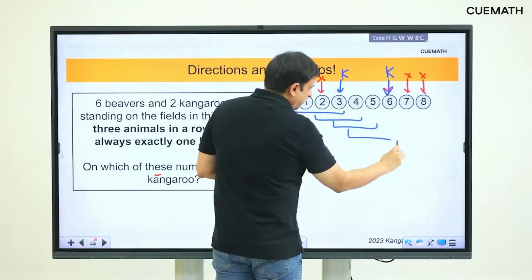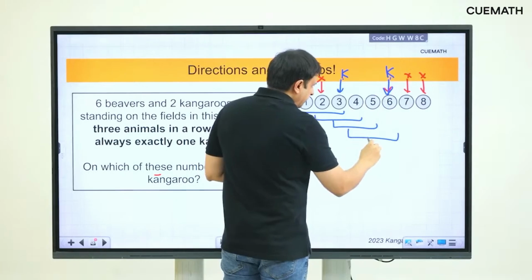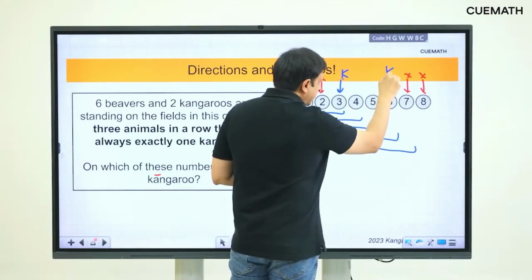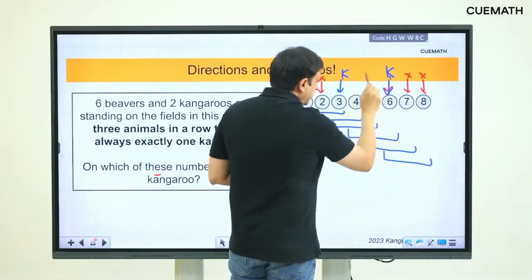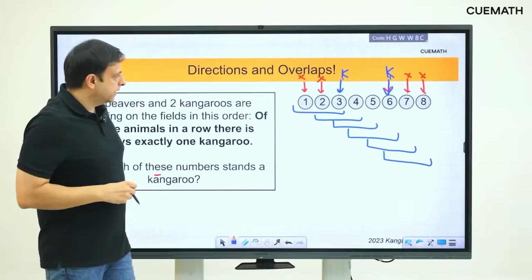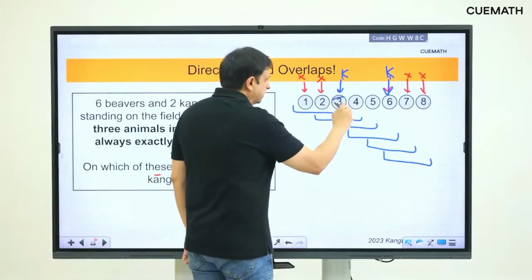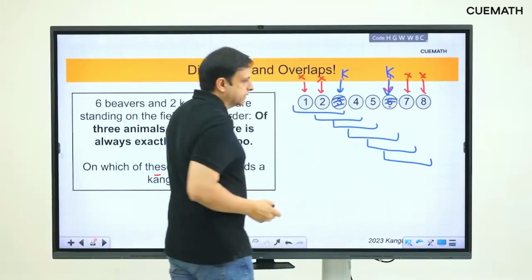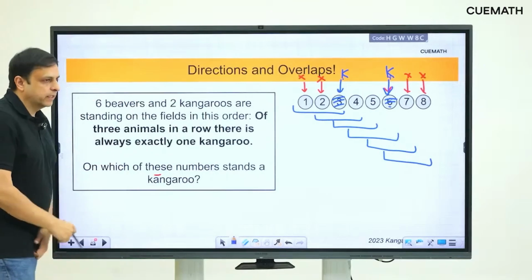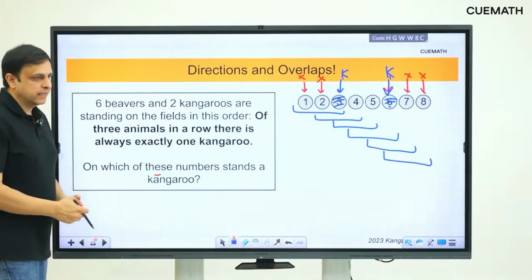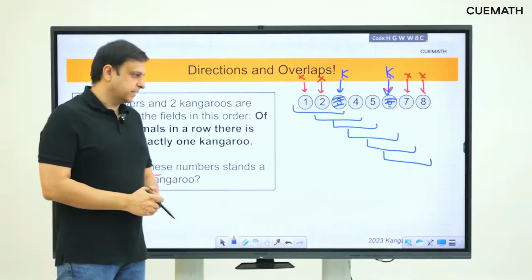And if you take now 4, 5, 6, you get this kangaroo. 5, 6, 7, you get this kangaroo again. 6, 7, 8, you get this kangaroo again. So this arrangement where you have 1 kangaroo at number 3 and 1 at number 6 will satisfy this constraint given in the problem. So the answer is 3 and 6. All right.